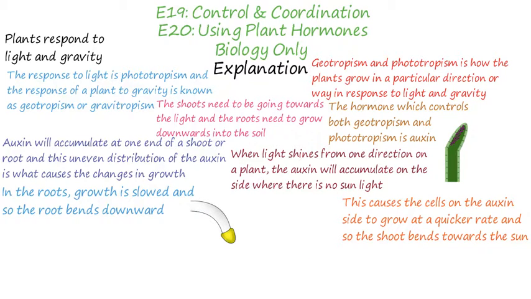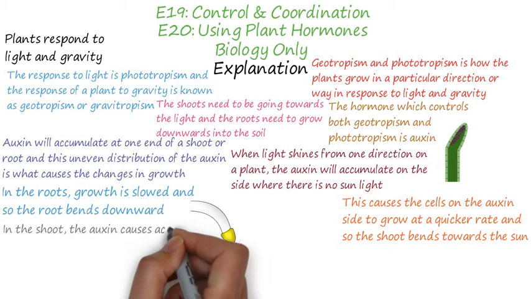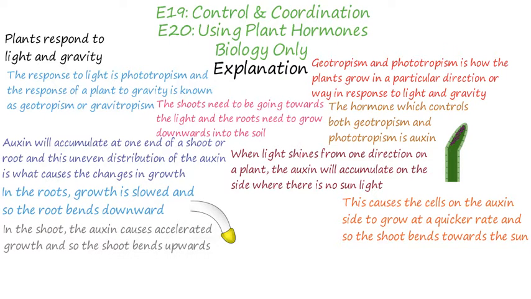Geotropism affects both shoots and roots, but in the roots, auxin inhibits growth of the cells. It doesn't encourage growth like it does in the shoots. When auxin gathers on the lower side of both the shoots and the roots, the opposites occur. So in the roots, growth is slowed and so it bends downward, growing in a direction of gravity.